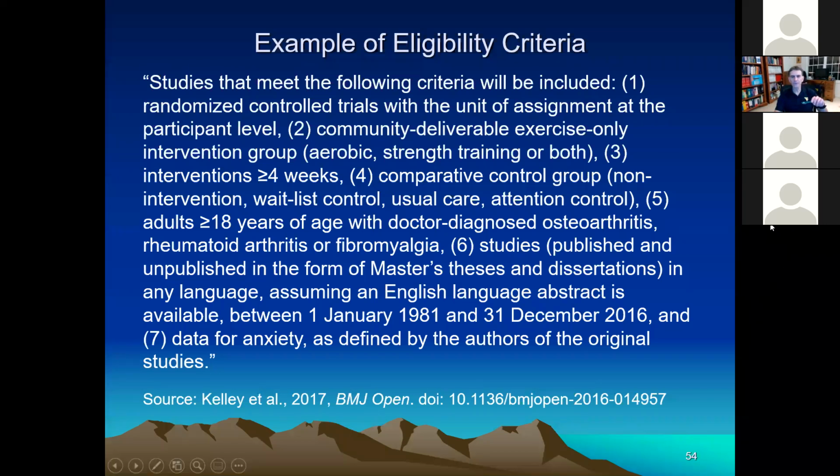Other questions about that? So again, this is a really, really important section that you need to think very deeply about as you're developing your protocol.